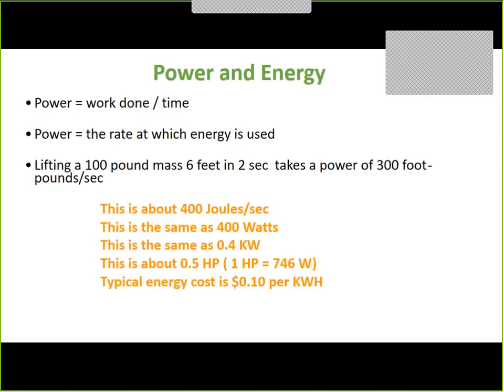So if you lift a 100-pound kid 6 feet in the air, and you do it in 2 seconds, it takes 300 foot-pounds per second. That's 100 times 6 divided by 2. That's the same as about 400 joules per second, which is the same as 400 watts. And that's the same as 0.4 kilowatts, which is about half of a horsepower, 746 watts in a horsepower.